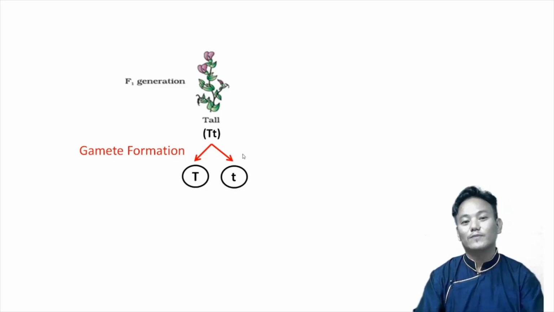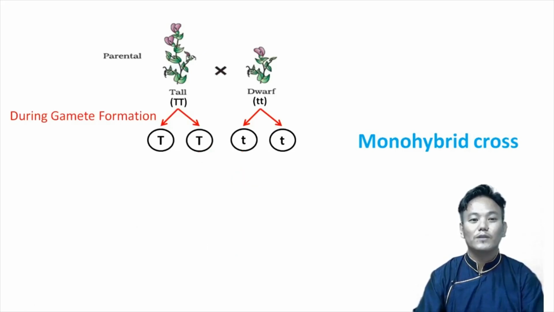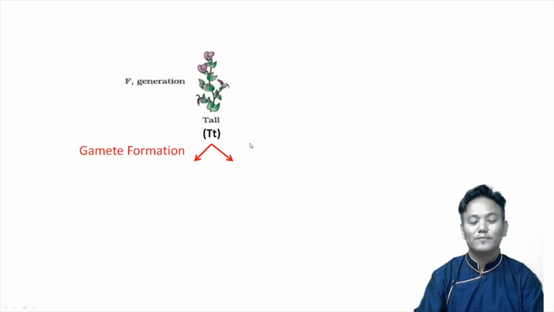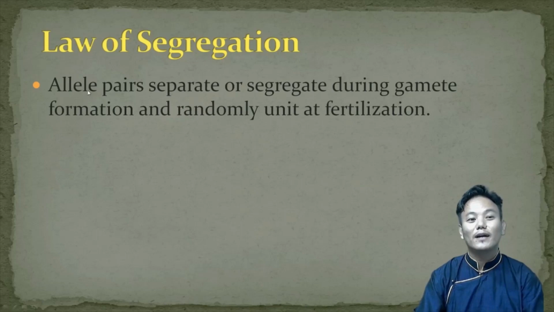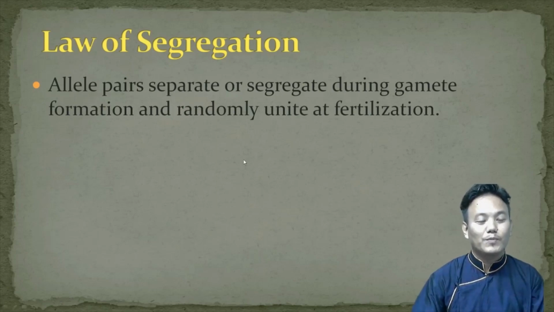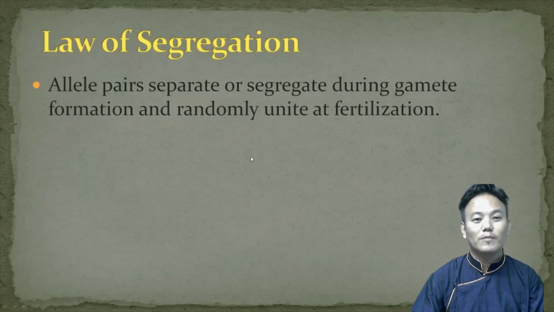So here two different types of gametes are produced, whereas in the previous one, these two parents, since they are homozygous, will produce only one type of gamete. All the gametes produced by the tall plant will carry capital T, and all the gametes produced by the dwarf plant will carry small t. So that is a simple explanation of the law of segregation. The law of segregation simply states that allele pairs separate or segregate during gamete formation, and they randomly unite at fertilization. So that is the law of dominance and the law of segregation. I hope you are clear about both.